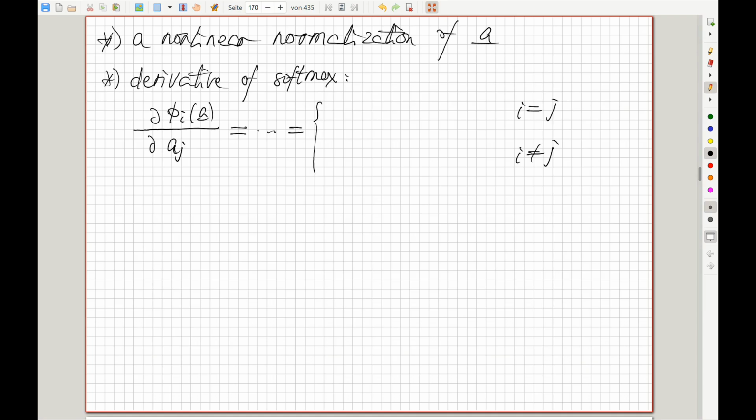For i equal to j, we have a similar result, just like the derivative of the sigmoid activation function: phi_i(a) times 1 minus phi_i(a). The formula looks exactly like for the sigmoid activation function. If i and j are different, we have only the cross terms: minus phi_i(a) times phi_j(a). So this means you can easily calculate any partial derivative by using the normal outputs of the softmax activation function. That's all.